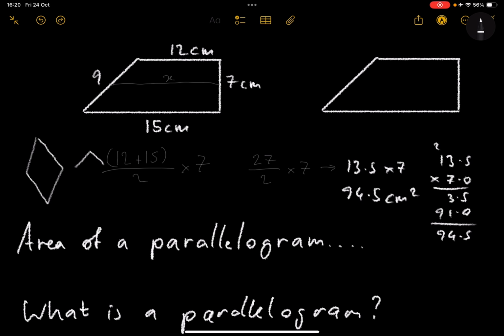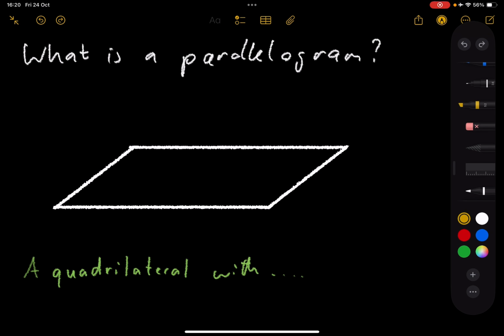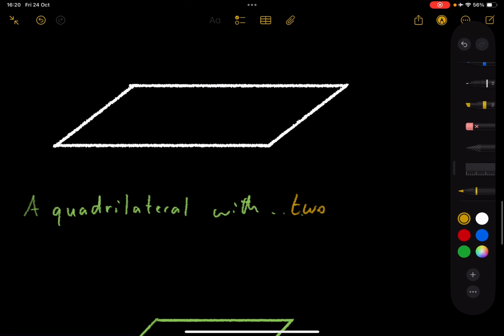What we're dealing with is our parallelogram. So what's a parallelogram? Well, it's a quadrilateral with two pairs of parallel sides. There's a dead giveaway in the name parallelogram. So you've got this side here is parallel with this side here, and the left and the right are parallel with each other. There you go, parallelogram.